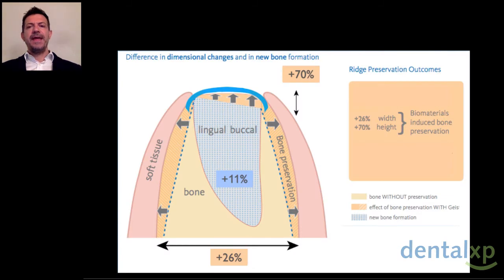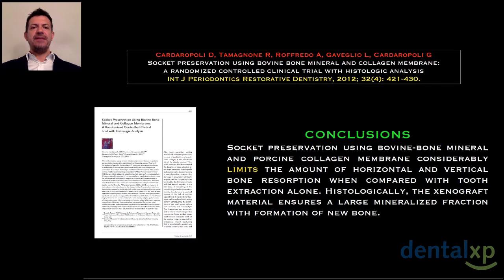And we can see here in this drawing, maybe it is easier to understand, that with ridge preservation we maintain 26% more bone in the horizontal dimension and 70% more bone in the vertical dimension.